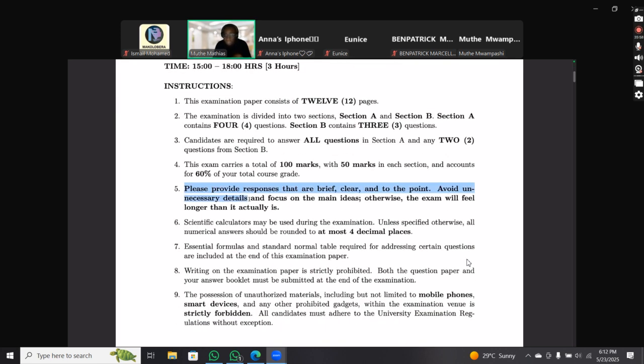Nobody cares how long your paragraph is.